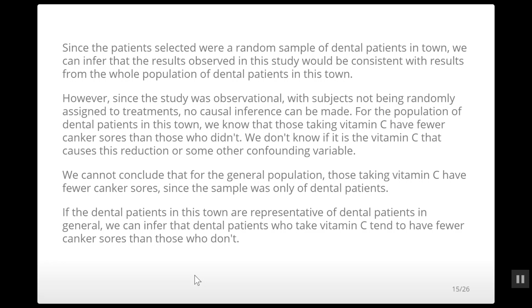We don't know if there's a confounding variable, or if it's because of the vitamin C. And we can't conclude for the general population, meaning non-dental patients, that taking vitamin C would result in fewer canker sores, because this was only for dental patients. But if we say that the dental patients in this town are representative of dental patients in general, then we can infer that dental patients who take vitamin C tend to have fewer canker sores than those who don't. So maybe that's something that we want to conclude.